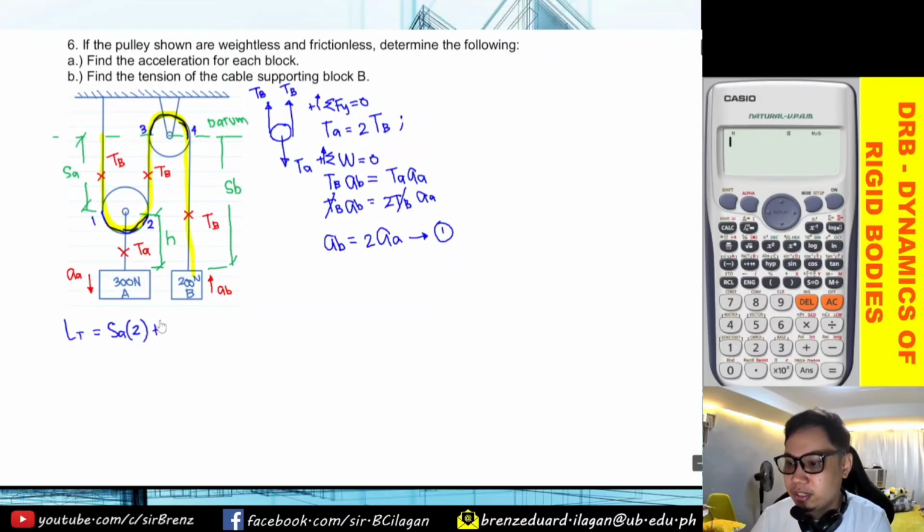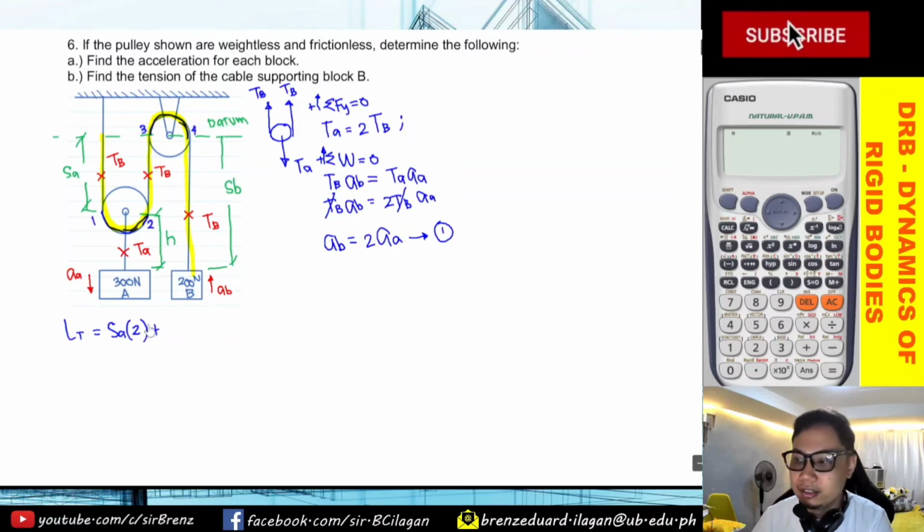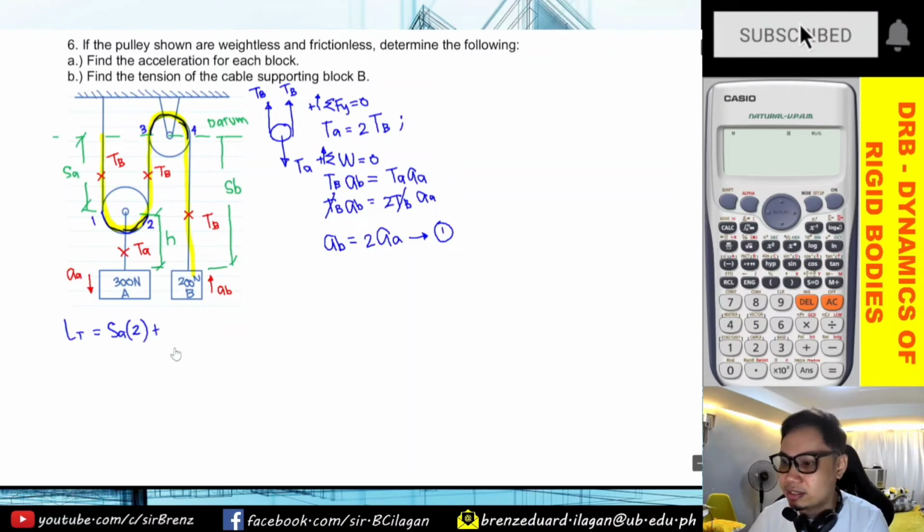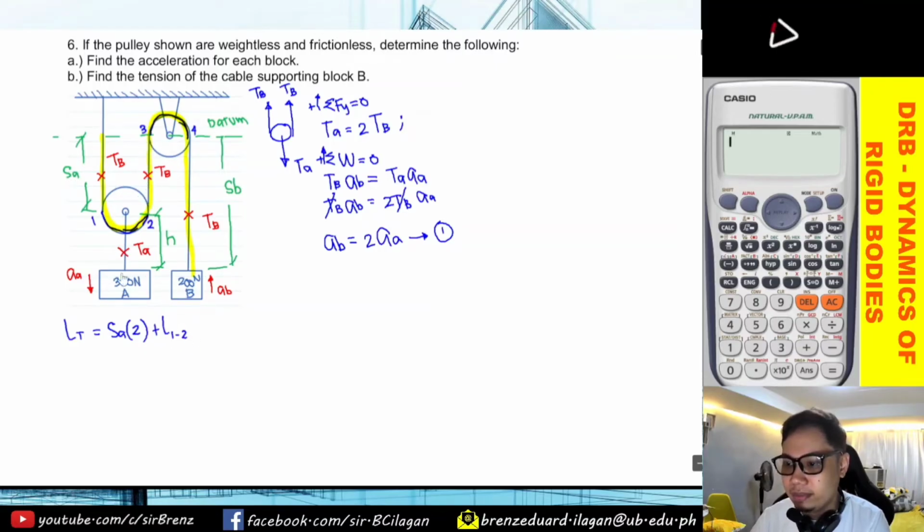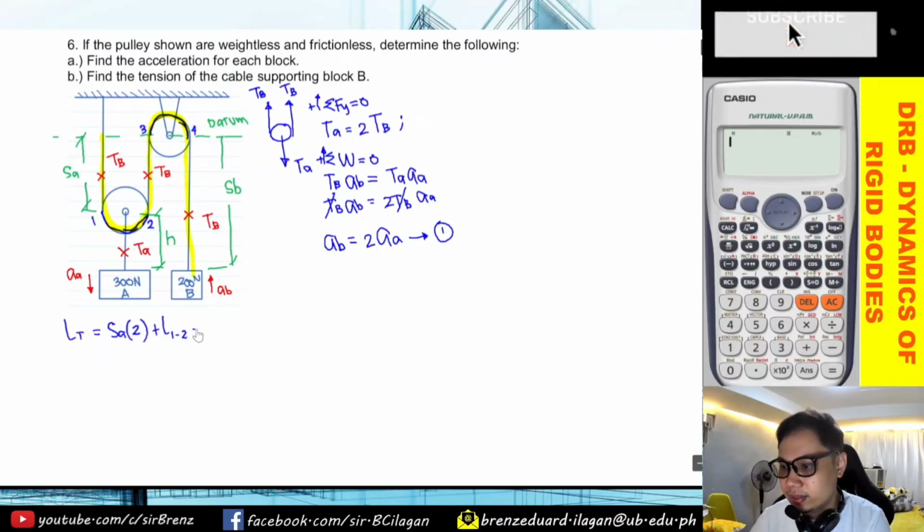Pero doon sa susunod, I think, ganito na lang yung gawin natin. Pero, ito nga, ginagawa lang natin. So, pili na lang kayo kung saan kayo mas komportable. So, ito nga yung length ng segment or yung chord 1 to 2. And then, ito na nga siya, yung S sub A. Kaya naging dalawa na siya. Ito naman, yung length ng segment ng chord 3 to 4. And then, ito. So, yung plus S sub B.